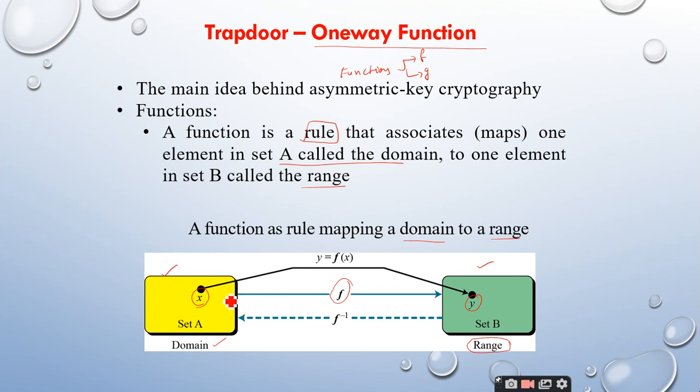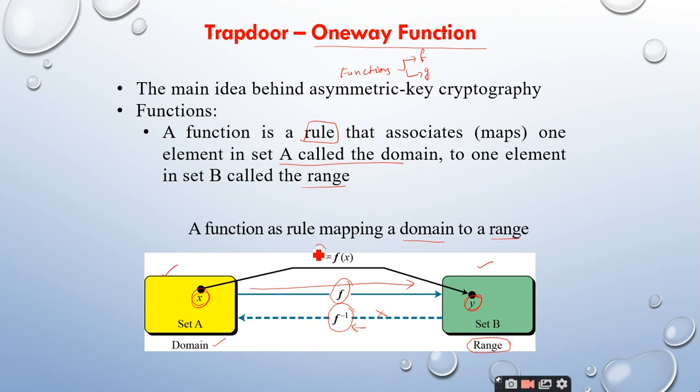That means, if you look at this function f, it is going to map one element of domain, that is x, with one element of range, that is y. This way is possible. But f inverse is the inverse function which is defined from range to domain. One element of range must be mapped to only one element of domain. Then only we will get the f inverse. If this is not possible, that means f inverse is not possible, only one way.